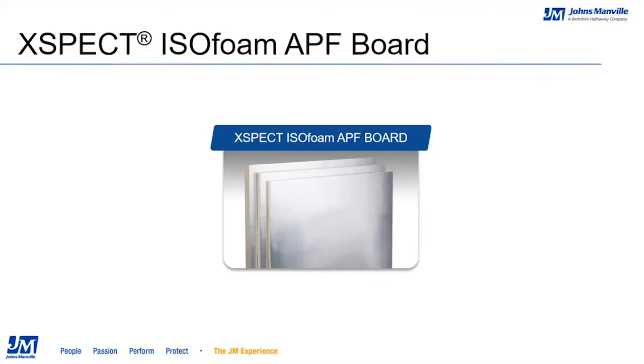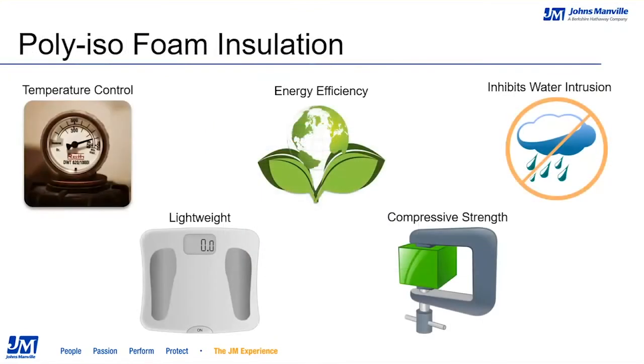Our product is manufactured with a bilaminate facing, meaning there are 2 layers. The facing has a base layer of kraft paper covered with a foil top layer. There's no printing on the foil layer to maximize the aesthetics of the material. As with all insulation, Expect is good for temperature control and energy efficiency. Since the product is closed cell, it inhibits water intrusion into the insulation.